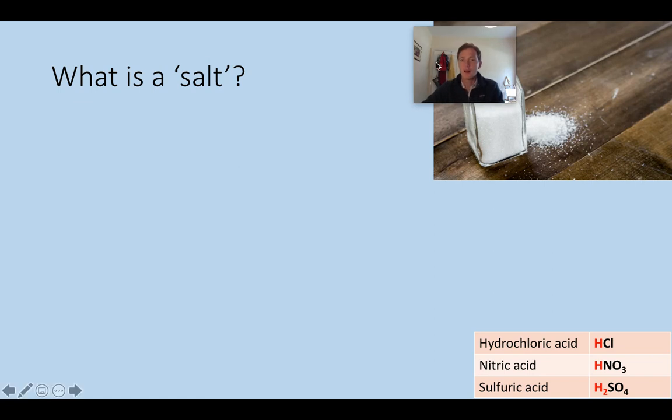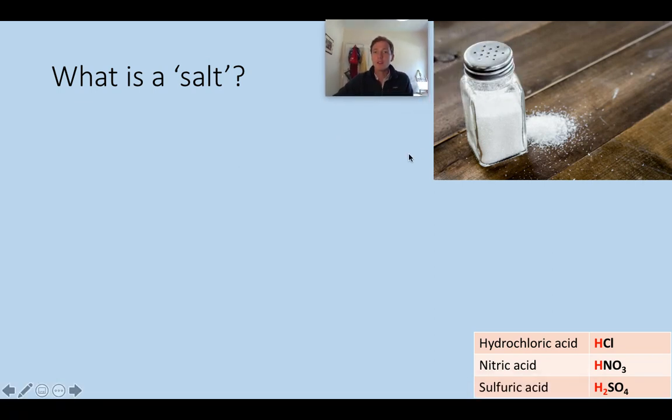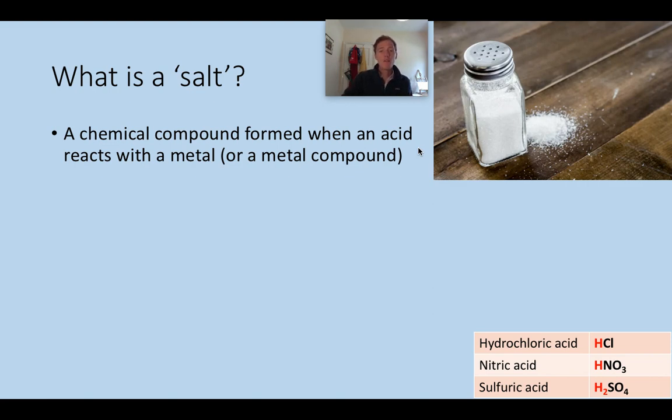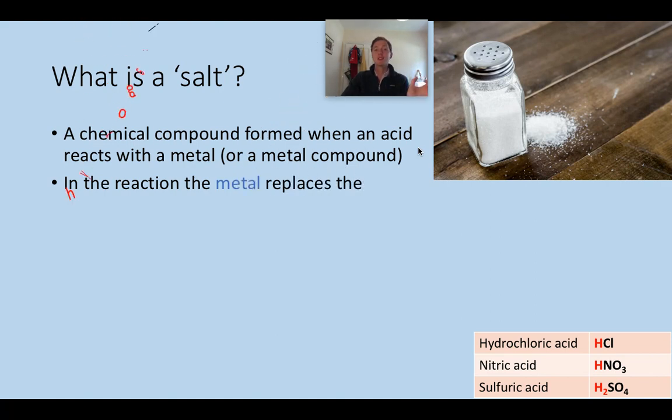So what is a salt? What do I mean by that term? Well, this is what we think of when we talk about salt normally, table salt. But we're going to see that salt's a bit more than that. A salt is a chemical compound, this is a type of them, formed when an acid reacts with a metal or with a metal compound. And when that reaction happens, the metal replaces the hydrogen in the acid.